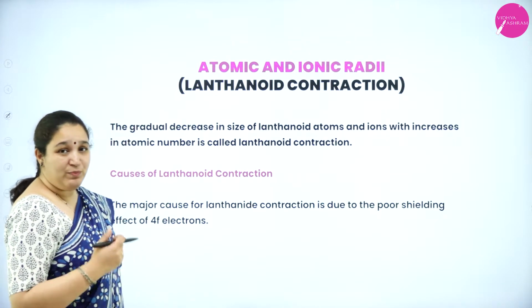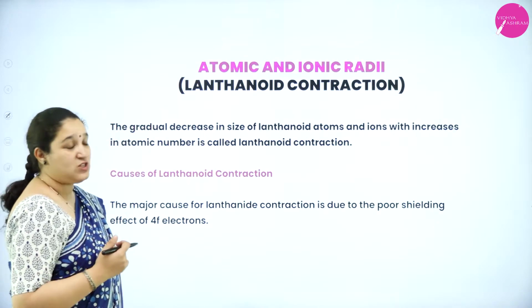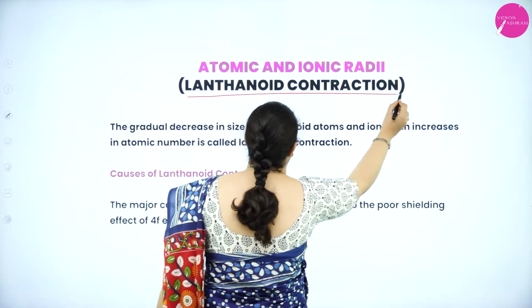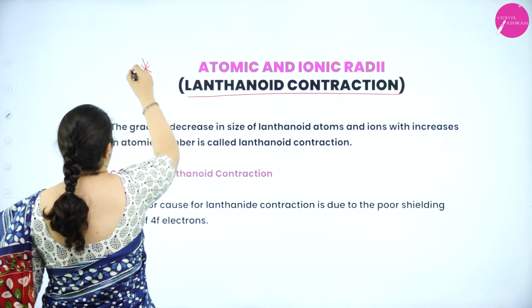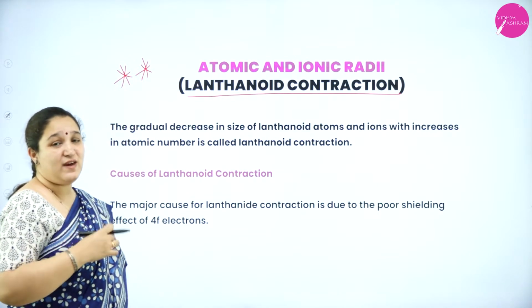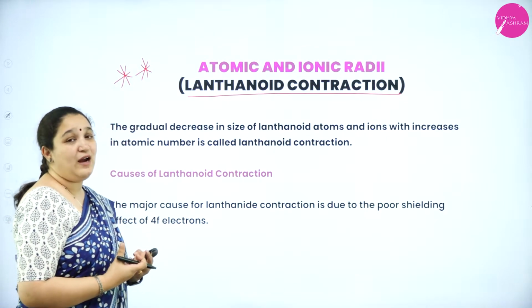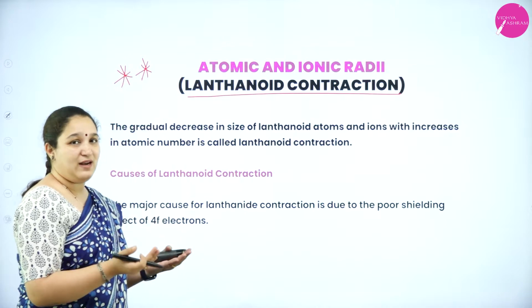Next is about their properties: atomic and ionic radii, which is also called lanthanoid contraction. You're going to study about lanthanoid contraction here, and it's a very important question. So what is lanthanoid contraction and what is its link with atomic and ionic radii?